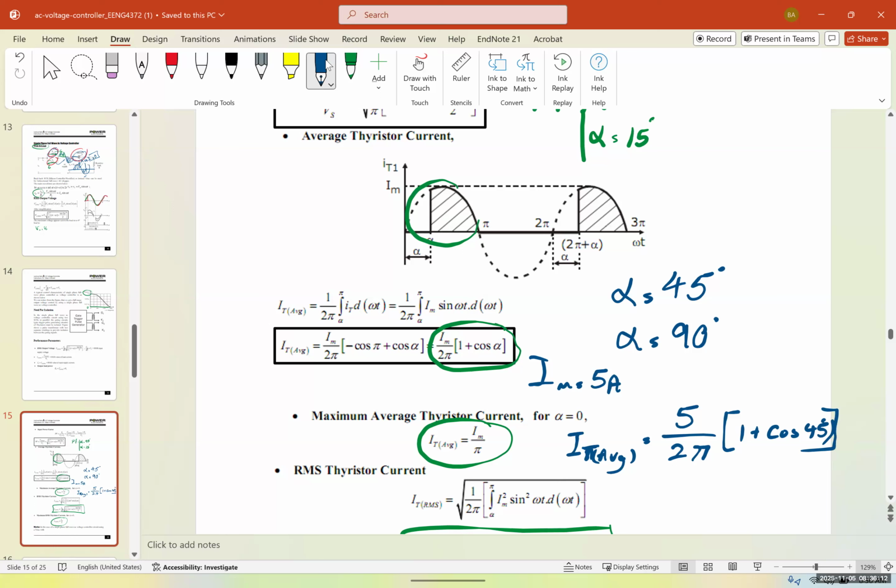So the first one is going to be 5 over 2 pi, times 1 plus cosine of 45 degrees. Cosine of 45 degrees is 0.7. Am I correct? Double check it. So it's going to be 1.7 times 5. It's going to be 8.7 divided by 2 pi.